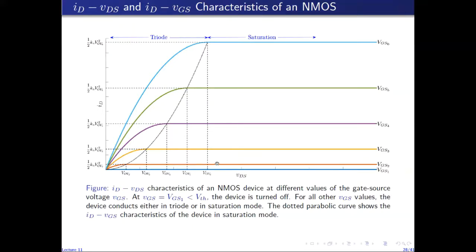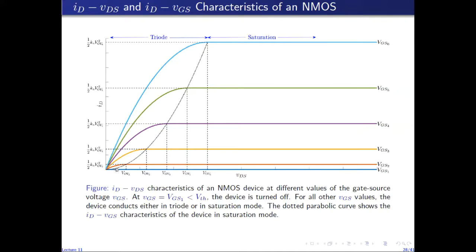For a given VGS, the operation of the device to the right of these vertical lines represents the saturation mode of operation. And the region of the ID-VDS characteristics to the left of these vertical lines represents the triode mode, because for a given VGS, when VDS is smaller than the overdrive voltage, the transistor operates in the triode mode. So these points represent the boundary between the triode and saturation modes.